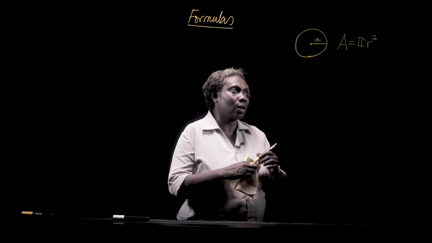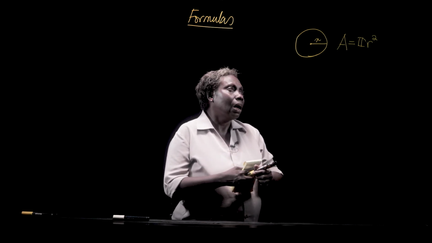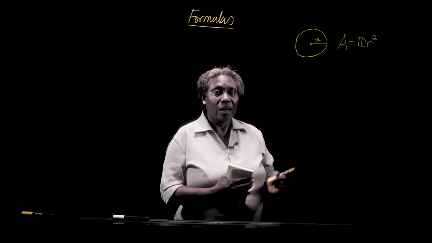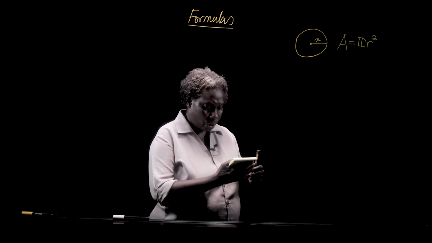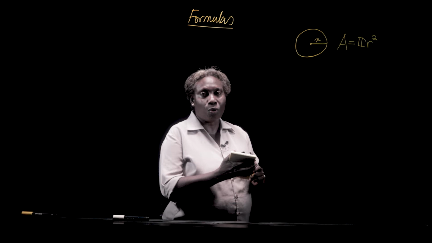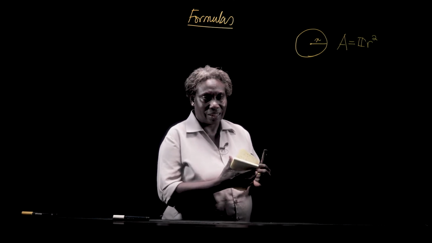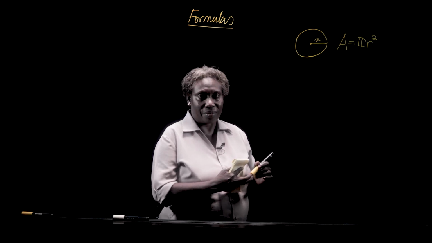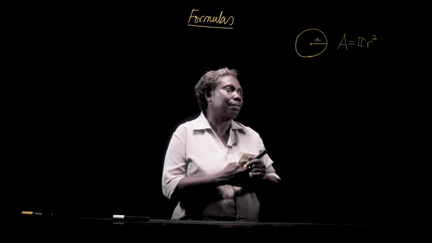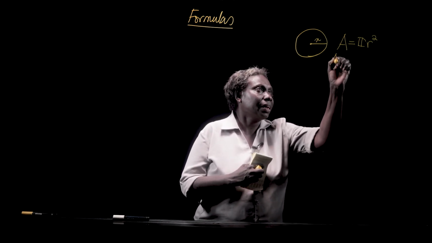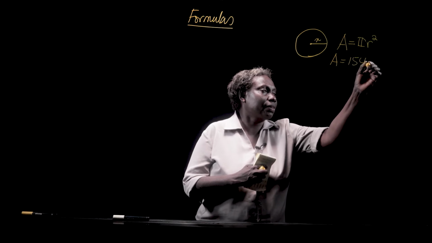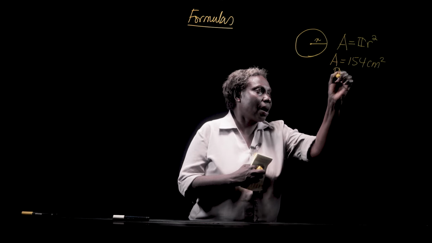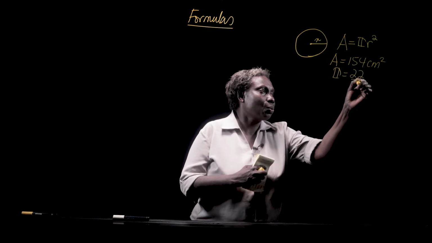We have an example here which we are going to use. The area of a circle is equal to pi r squared. The area of the circle is 154 square centimeters, and we are to find the radius r. So how do we find the radius r? We have A equals 154 square centimeters, and pi equals 22 on 7.